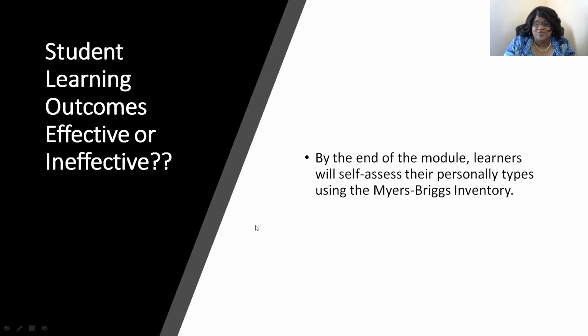By the end of the module, learners will self-assess their personality types using the Myers-Briggs inventory. What are your thoughts? So it's got a time frame, it's got the learner, and then it's got what they're expected to do by the end of the module. Okay, any other thoughts? Yeah, I think this one should be okay.